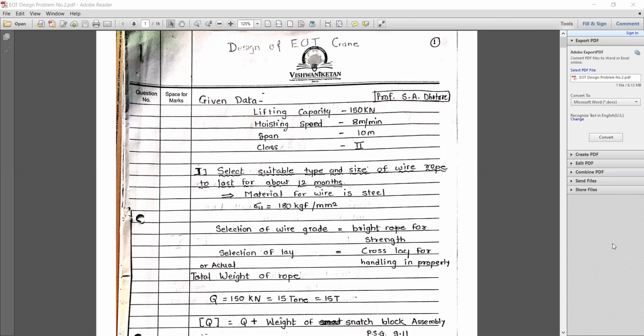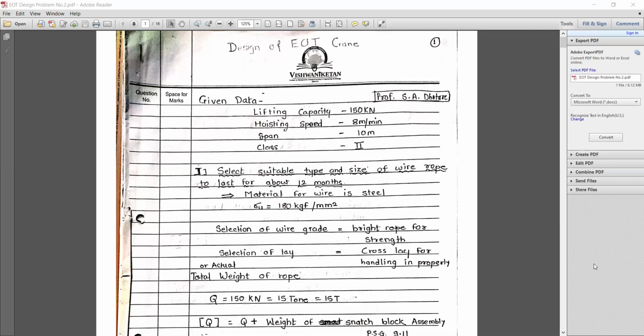First of all, we have to select a suitable type of wire rope, at least with a life of 12 months. Okay, so this is my first assumption. Based on that, I'm going to design a wire rope. If an example or a problem specifies the life of the wire, as specified in the first problem, then you have to design according to that.